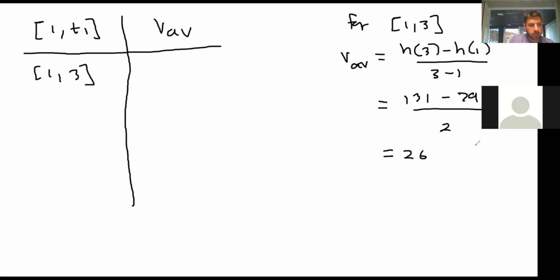So we get 26. We'll leave units out of it for a second, but what this is really in is feet per second. So let's just look at the average velocity, which is 26. Before I do anything, does anybody have a question about this? Going once, going twice.